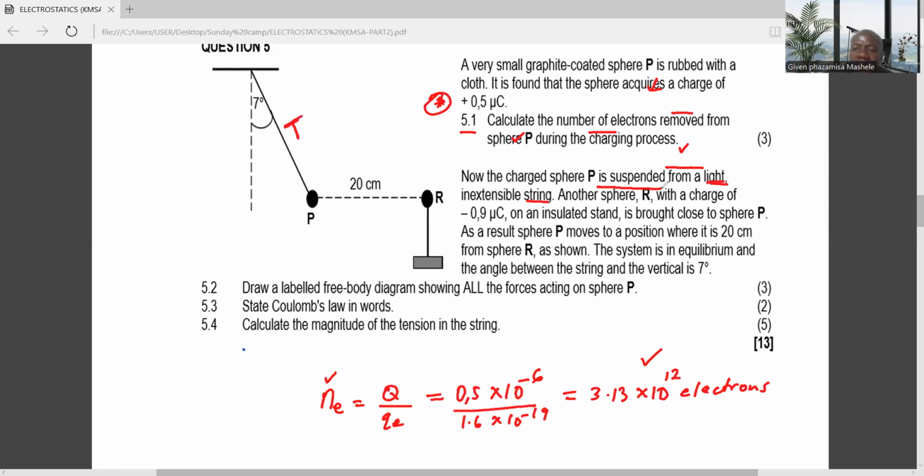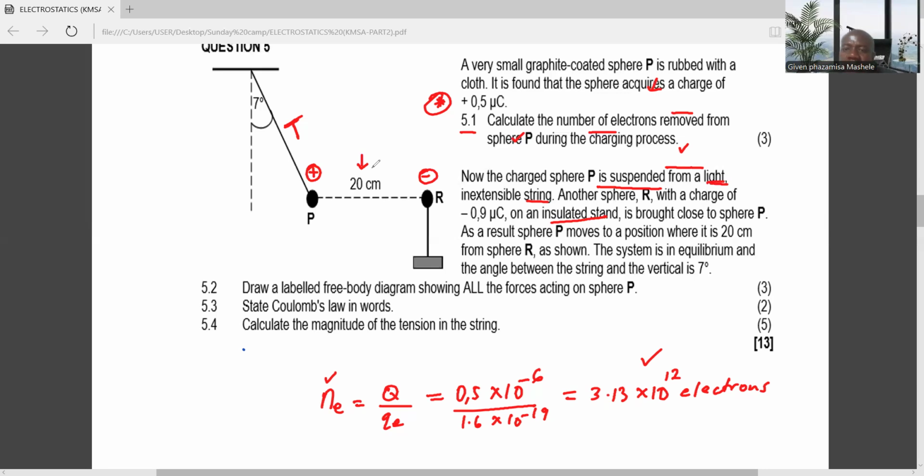Now, another sphere R with a charge of negative 0.9 microcoulomb on an insulated stand is brought close to sphere P. As a result, sphere P moves to a position where it is 20 centimeters from R. So this is the distance between sphere P, which is a positive charge here, and sphere R, which is a negative charge here. They are at a distance of 20 centimeters apart, so we need to convert that distance.